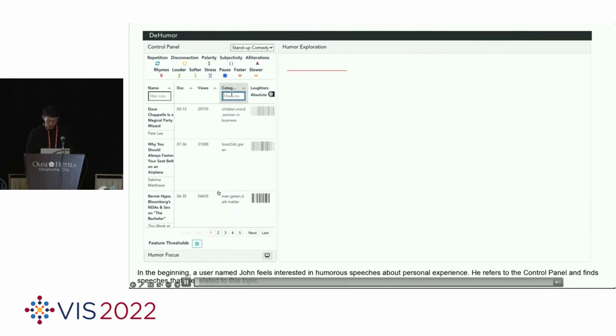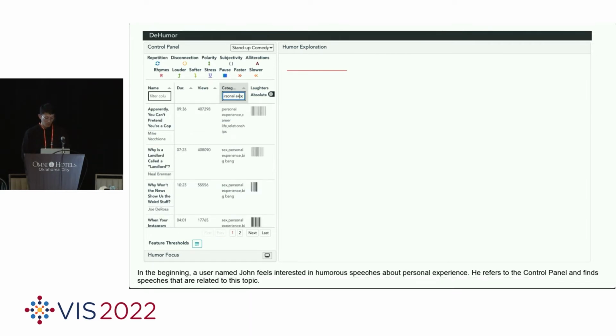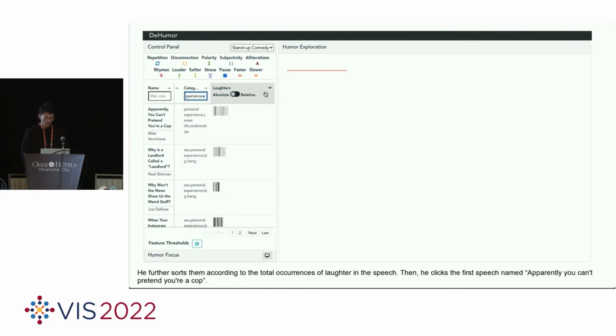In the beginning, a user named John feels interested in humorous speeches about personal experience. He refers to the control panel and finds speeches that are related to this topic. He further sorts them according to the total occurrences of laughter in the speech. Then, he clicks the first speech named, "Apparently You Can't Pretend You're a Cop."